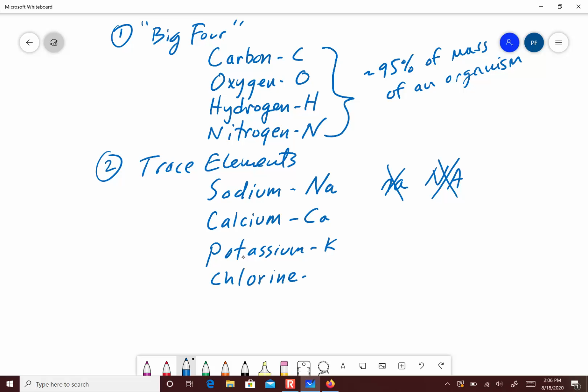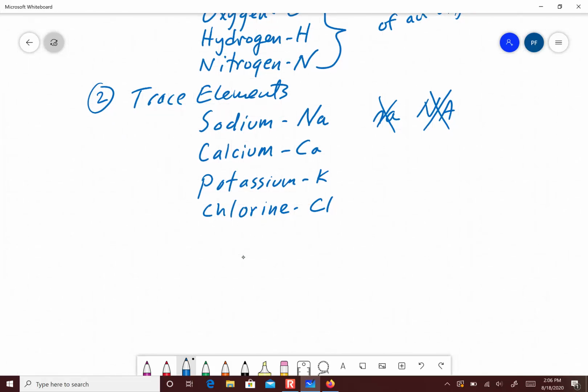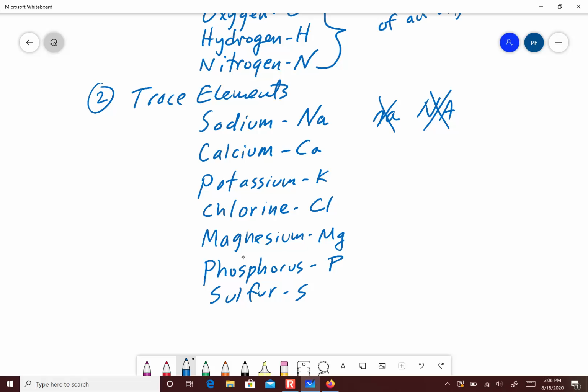Chlorine is Cl. Magnesium is Mg. We're going to see magnesium in photosynthesis, really important for photosynthesis in plants. Phosphorus, P. Sulfur is S. Iron is Fe.